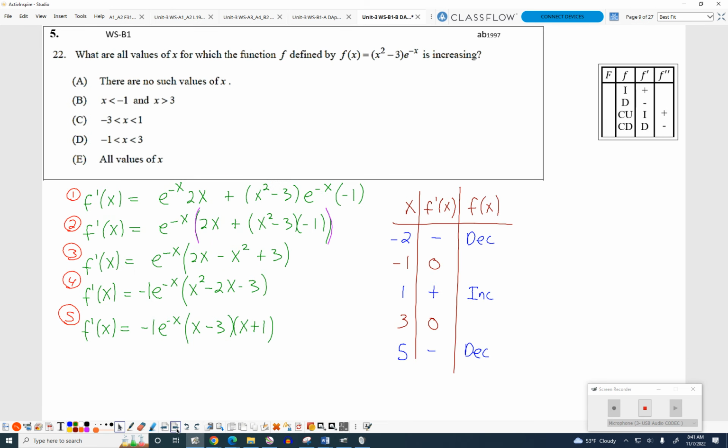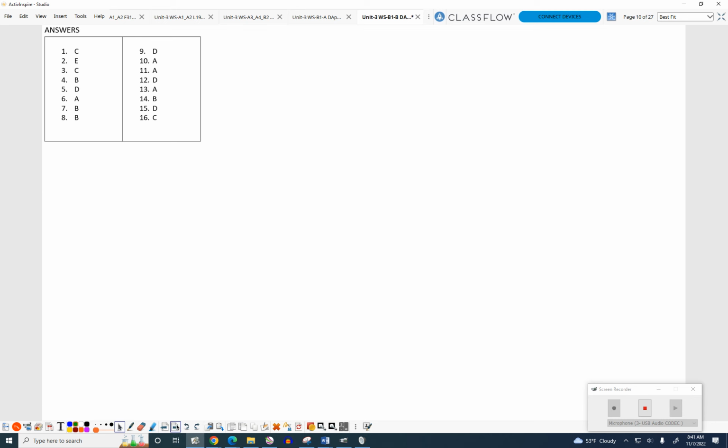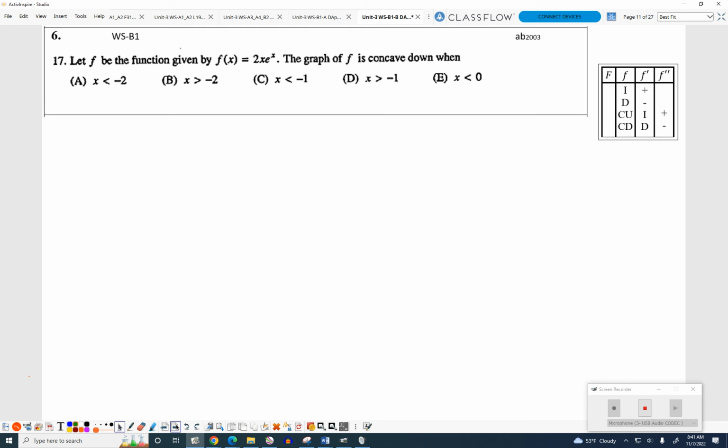So Ethan, what sentence would I write down to help guide my thinking on number 6? F concave down. So is it increasing to decreasing? When F prime changes from increasing to decreasing?